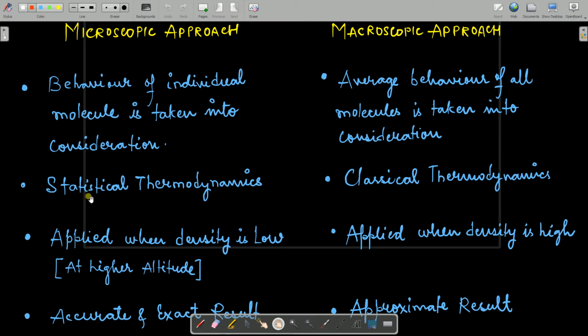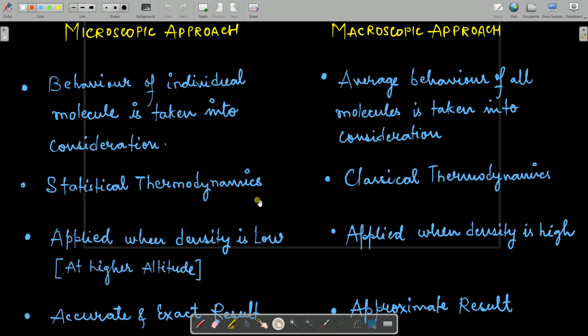Macroscopic approach is also called statistical thermodynamics, because here we have lots of data and we deal with lots of statistics, so that is why it is called statistical thermodynamics. And the macroscopic approach of thermodynamics is also called classical thermodynamics. So in this classical thermodynamics, we apply the macroscopic approach, which we are generally studying currently in this particular course.